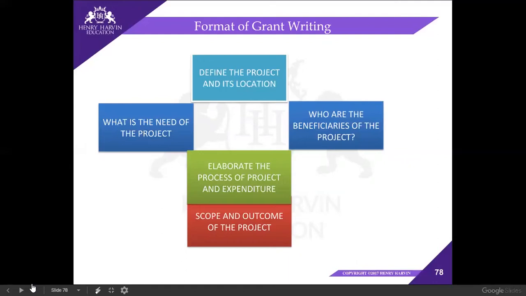Now, you have analyzed the audience and the purpose of your proposal, and you have gathered all the information together. Now what you need to do is put it down and go ahead with drafting, writing the proposal. Okay, so then the format goes this way.